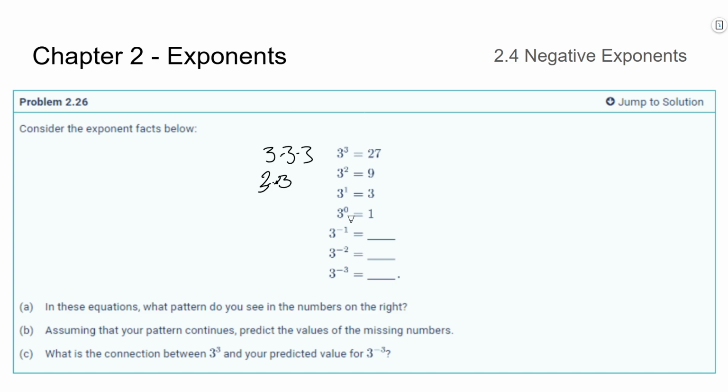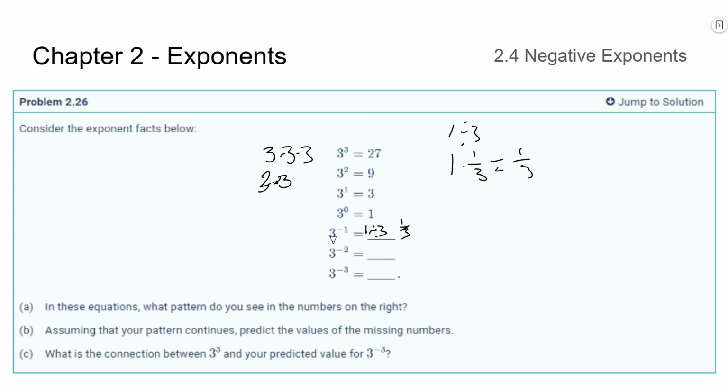So continuing that same pattern, you would think that this one would be 1 divided by 3. And 1 divided by 3, well, we know that division is the same as multiplying the reciprocal. So that would be 1 times the reciprocal of 3, which would be 1/3. So that one is 1/3.